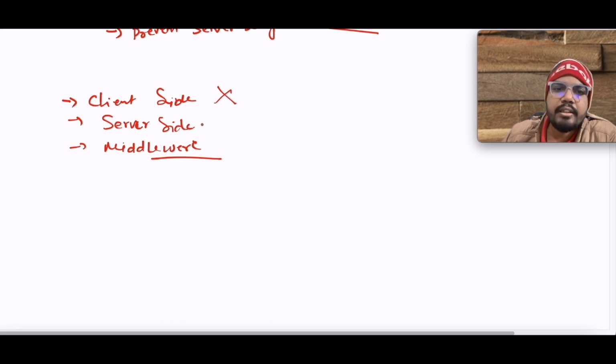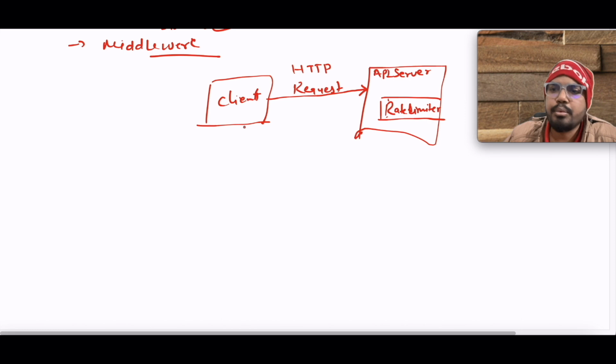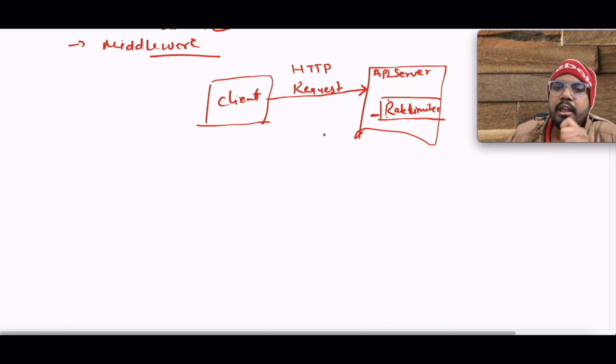Now the point is, can you put the rate limiter at the server side? Of course you can, but it is not the recommended way. Suppose you are putting the rate limiter at the server side. In this case, each and every client request has to be connected to the server, and only then the rate limiter will work. So this is not a good design. If you put the rate limiter at the server side, the client must connect to the server to get the benefit of the rate limiter.